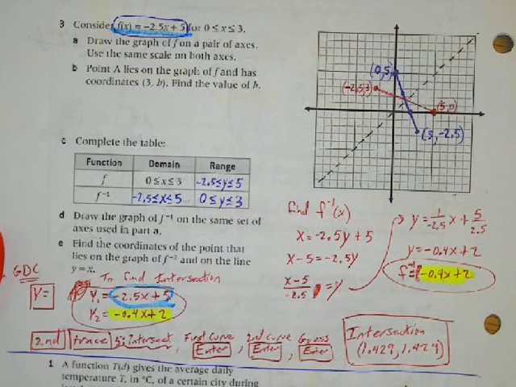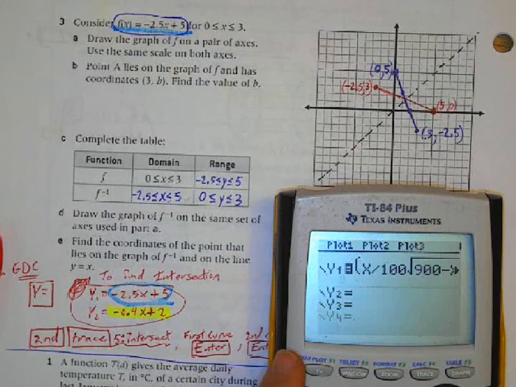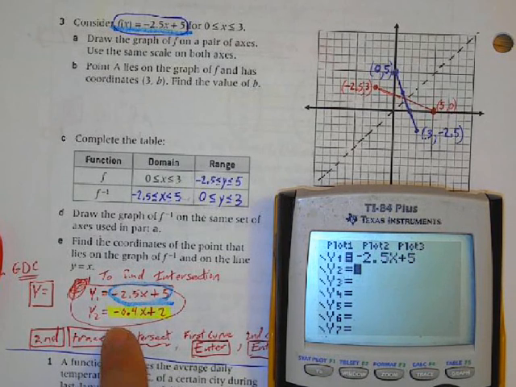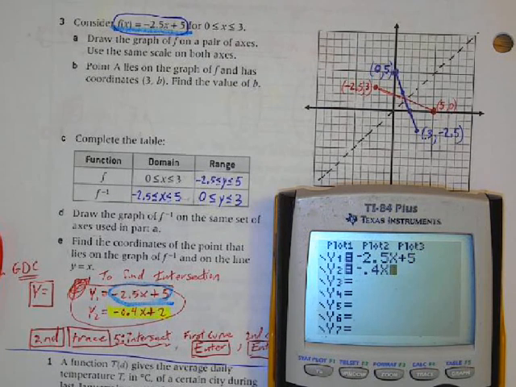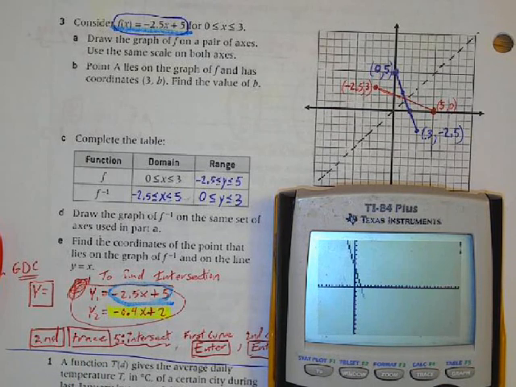then I could find the intersection using the calculator. So using the calculator, I could say -2.5x plus 5, and then the other one would be -0.4x plus 2, and I can graph those. I'm going to do zoom 6 to get a normal graph here.